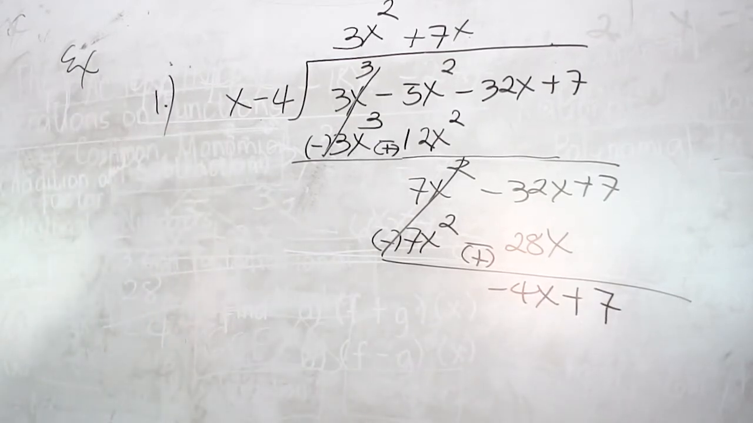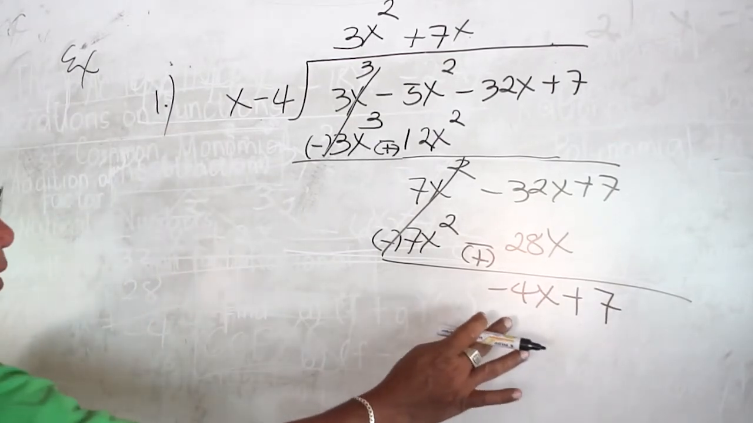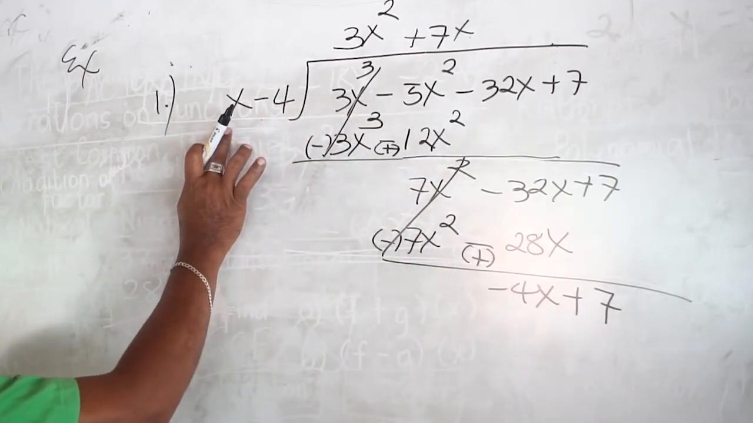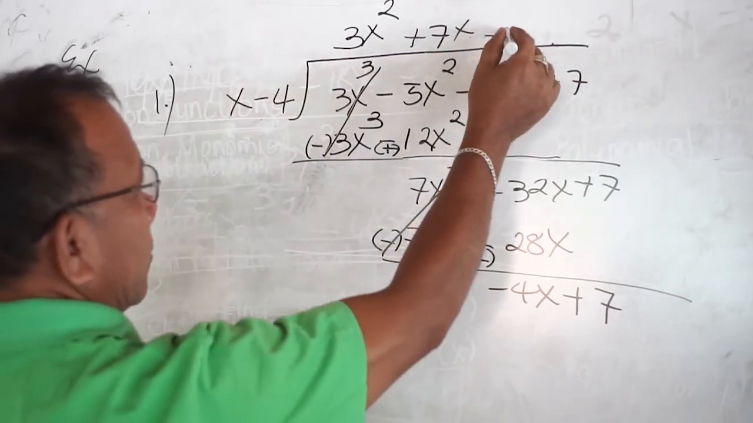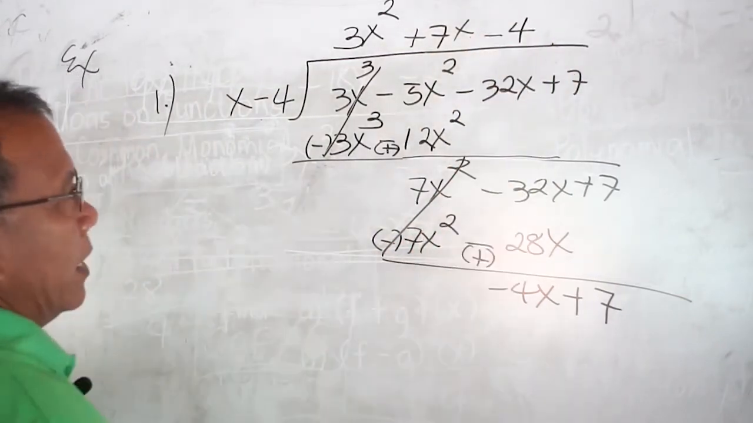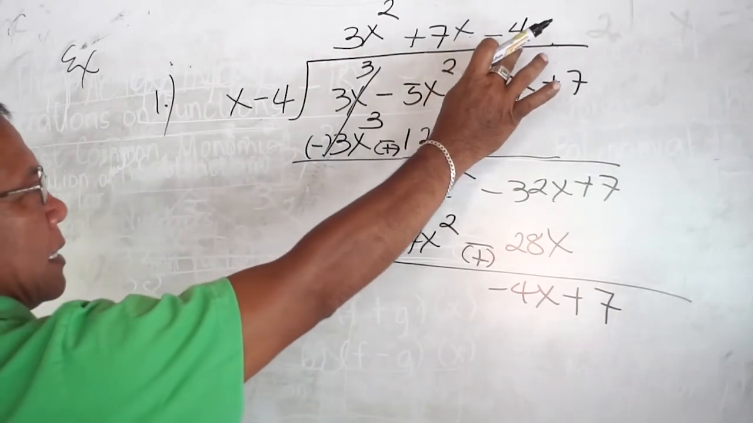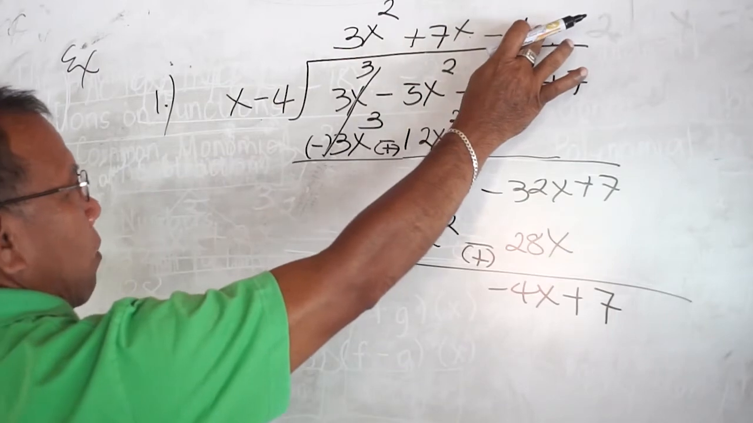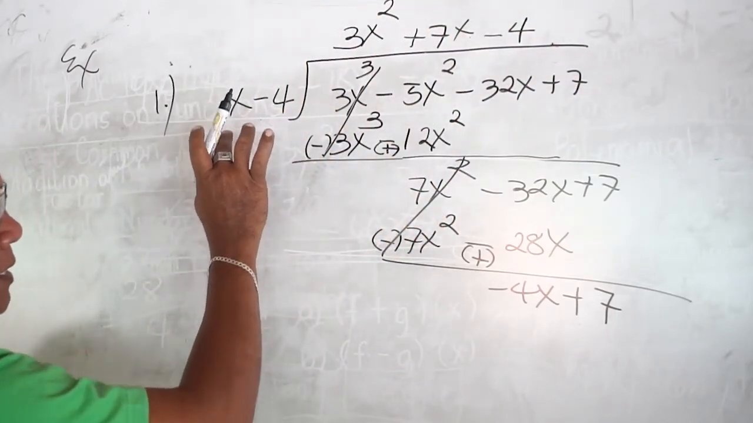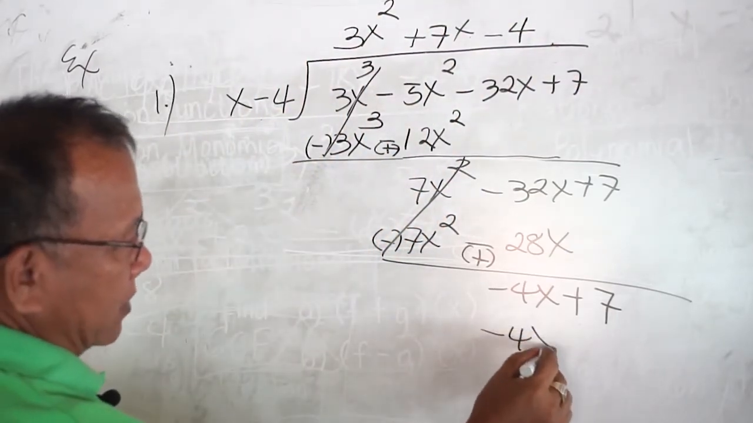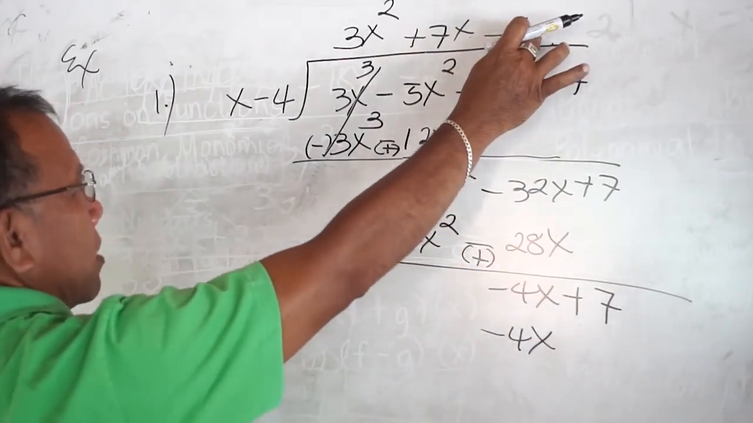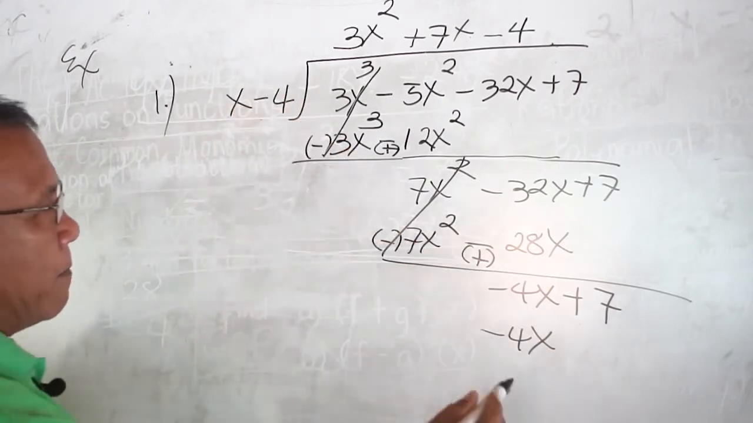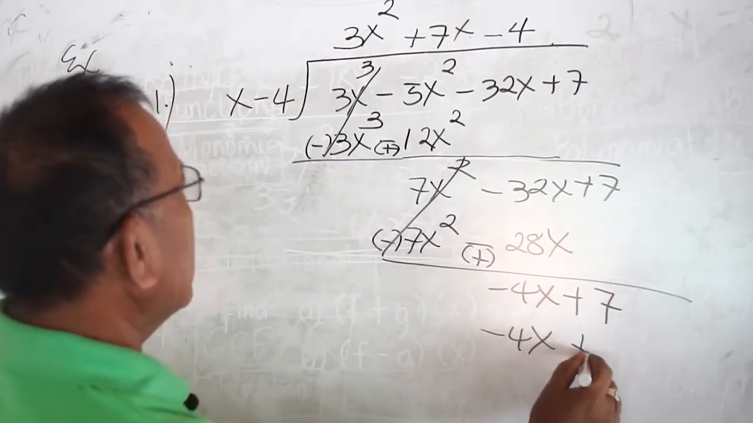Then next, divide negative 4x by positive x, so the result is negative 4. Then multiply the quotient to the entire divisor. So we have negative 4, multiply it by x, so we have negative 4x. Then negative 4, multiply it by negative 4, so we have positive 16.